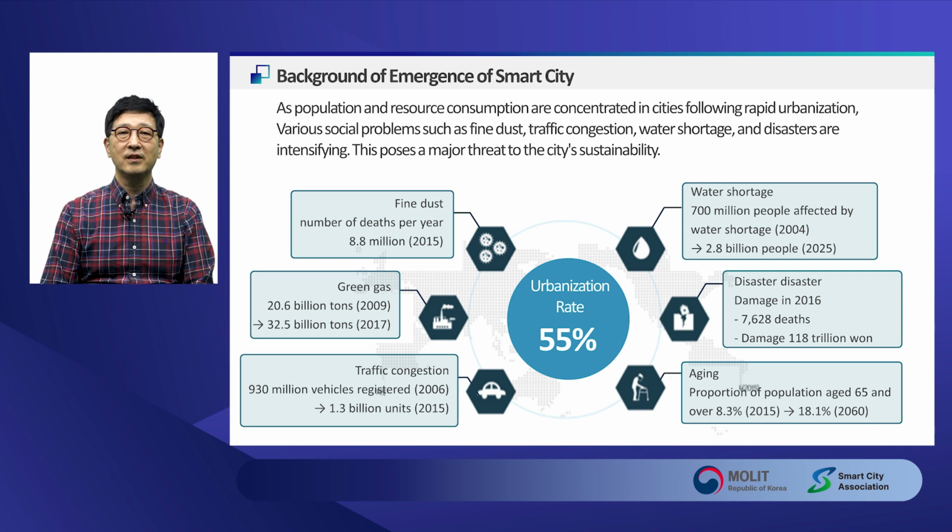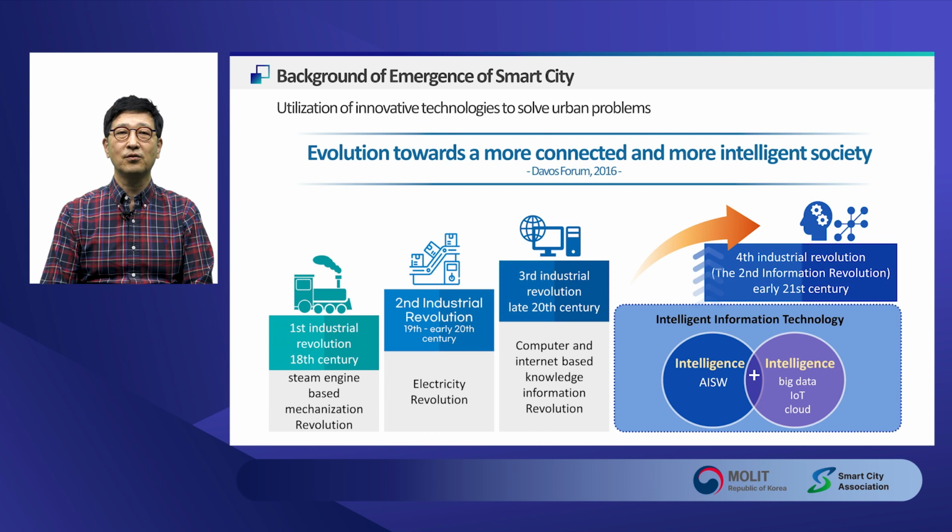Water, food, electricity, energy, infrastructure, and transportation are all exacerbating various social problems, such as fine dust, traffic congestion, water shortage, and disasters, which pose a significant threat to the sustainability of cities. Worldwide, research has been conducted to respond innovatively to these urbanization challenges. As a result, we consider smart cities as new alternatives for solving urban problems and sustainable prosperity of cities, and making omnidirectional efforts to promote smart cities using Fourth Industrial Revolution technologies such as big data and AI.